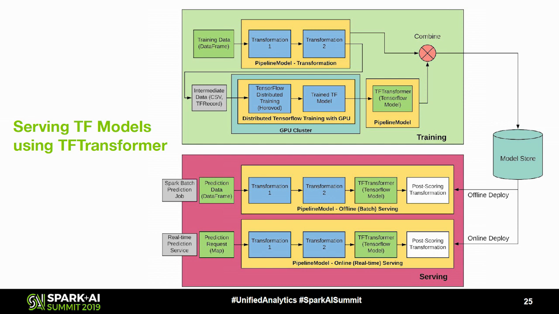And after that, we have a separate operator that combines the two pipeline models into a single pipeline, puts it into the model store, and deploys it to both online and offline environments, which, like we talked about, will go through the respective stages in the first pipeline to do transformation on the data, and then invoke the TF transformer to do either batch or online serving. And after that, obviously, we have post-scoring transformations, but that's another story.